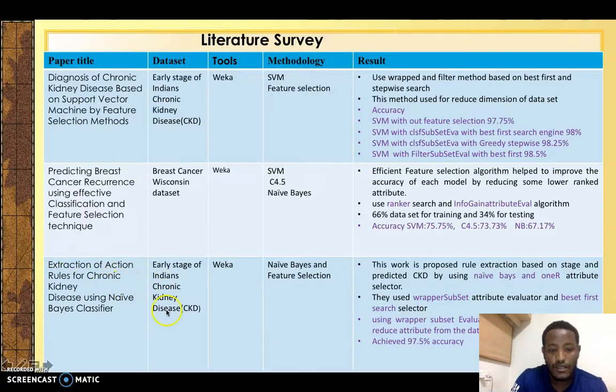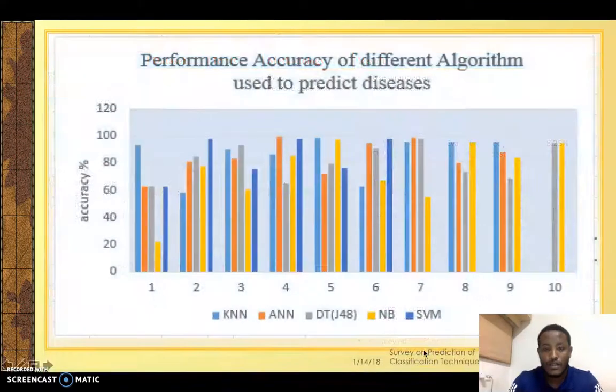Another paper is extraction of action rules for chronic kidney disease using naive Bayes classifier. They used this dataset. They also used WEKA, with the naive Bayes algorithm and feature selection. They used wrapper subset attribute evaluation and best first search. Using wrapper subset evaluation with the naive Bayes classifier reduced attributes from the dataset. They achieved 97.5 accuracy.